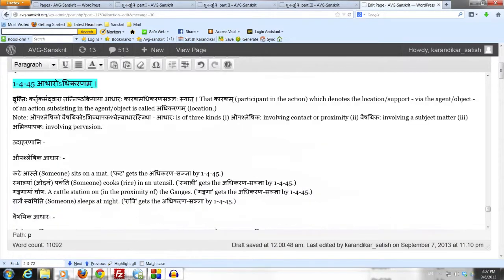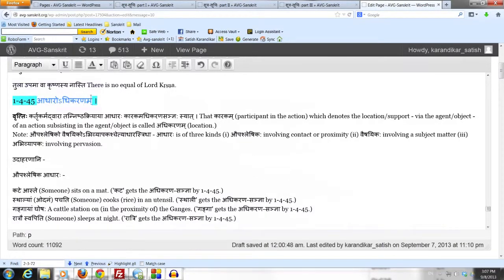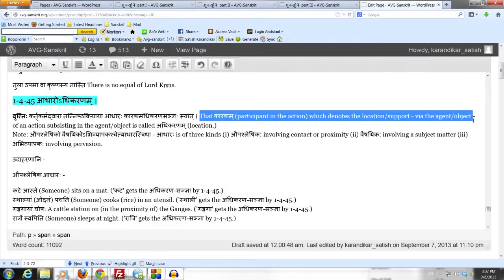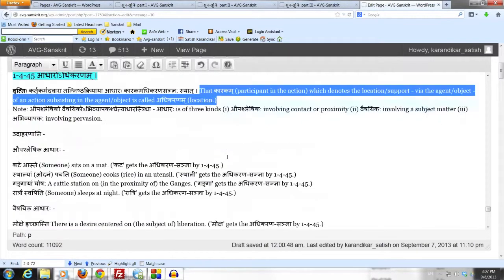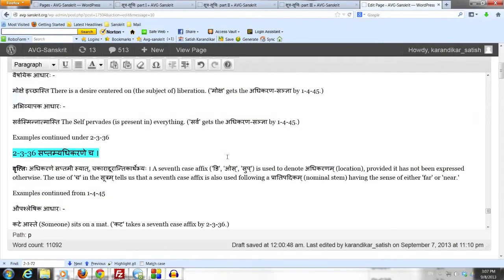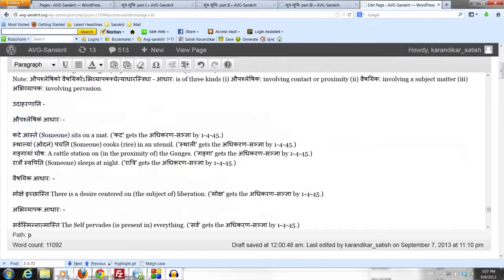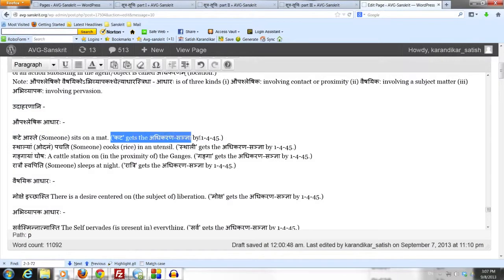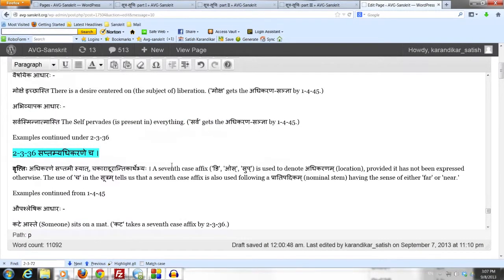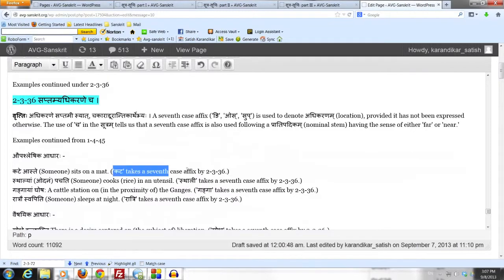Recall that by 1445, Adharo Adhikaranam, we already know that the Karakam which denotes the Adharaha, via the agent or the object of an action subsisting in the agent or object, is called Adhikaranam, location. So for example, Kate Aste, someone sits on a mat. We already know from 1445 that Kata has the Adhikarana Sanya. And now by this Sutram 2336, the Pratipadikam Kata takes the seventh case affix to give the form Kate, in this case, Saptami Ekavachanam.